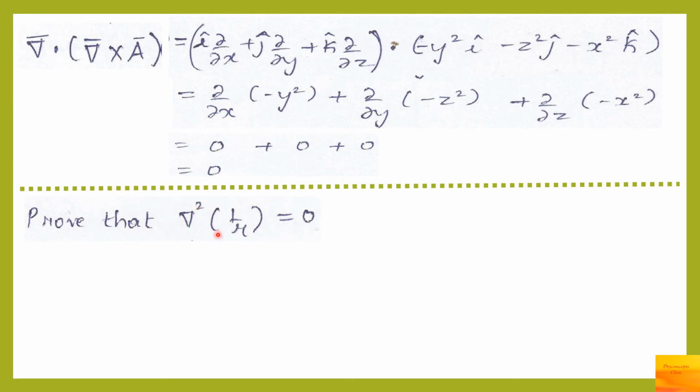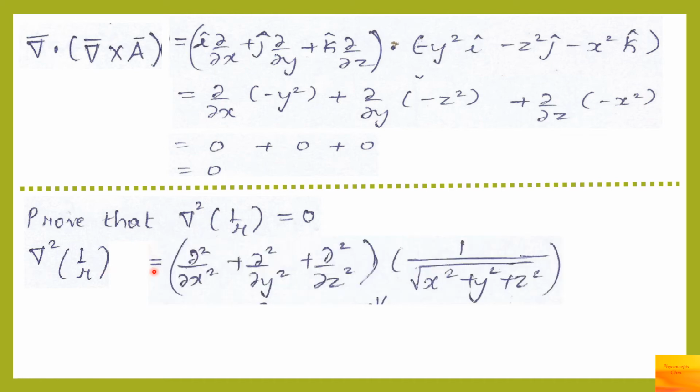Now prove that del square of 1 by r is equal to 0. Del square of 1 by r. So we write down del square can be written as del square upon del x square plus del square upon del y square plus del square upon del z square into 1 upon r, where we write down the magnitude of the vector r bar, that is square root of x square plus y square plus z square.